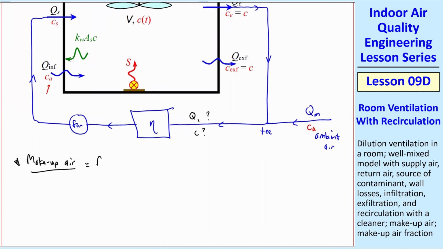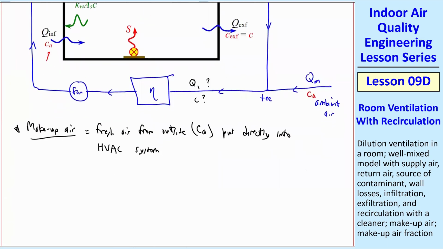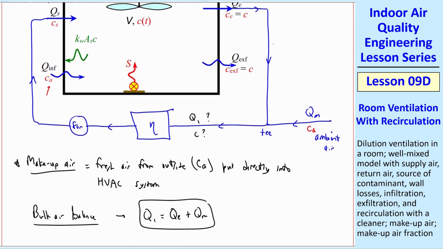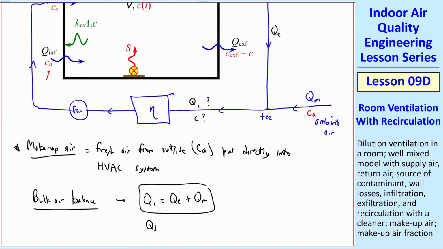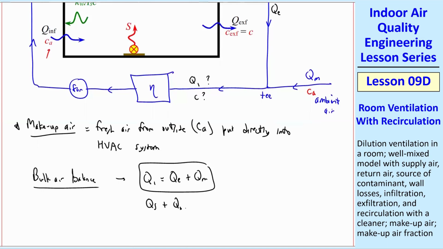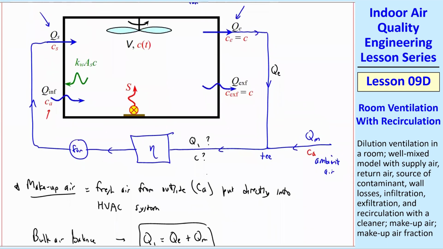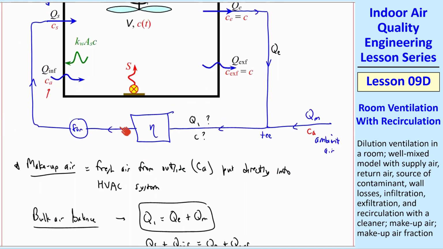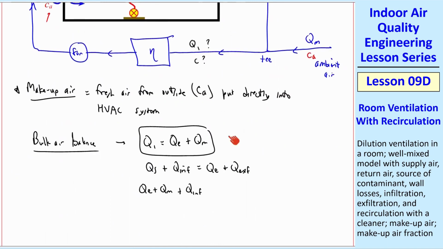Makeup air is defined as fresh air from outside, mass concentration Ca, that we put directly into the HVAC system. If we do a bulk air balance, we have this bottom T here, Q1 is equal to QE plus QM. This is QE coming down here. QS, the supply coming in, plus Q infiltration equal QE plus Q exfiltration, just taking all the inlets of bulk flow air. And I forgot to say also that Q1, since it's going through this cleaner and fan, if there's no leaks, Q1 has to equal QS. So that's why I'm setting that equal to QE plus QM.